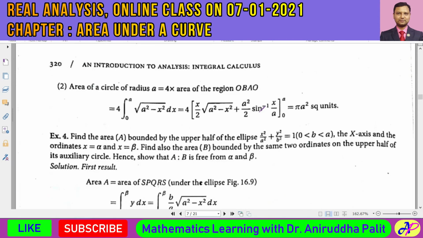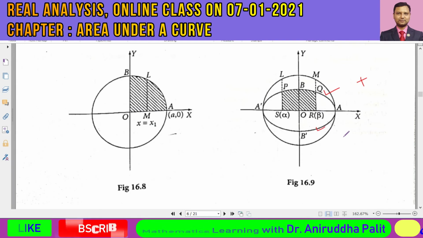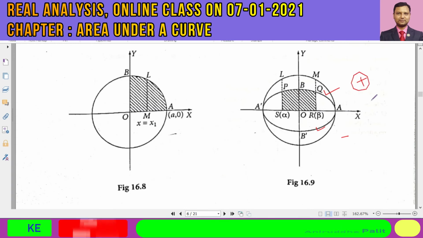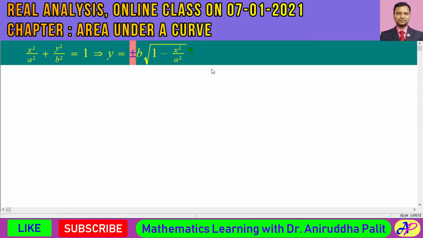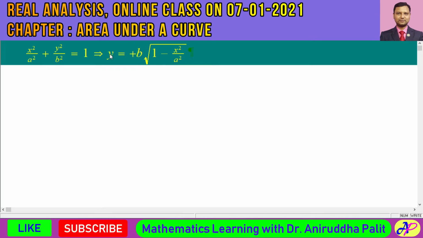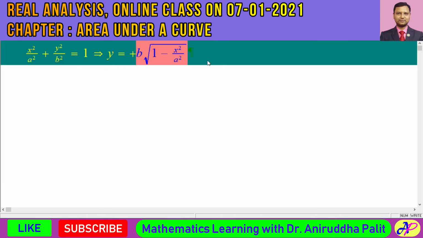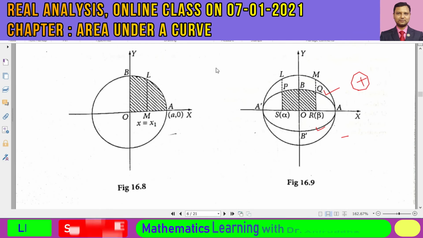Actually, what happens in case of an ellipse? You see, the upper half, this upper curve, is represented by the plus symbol, and the lower half is represented by the minus symbol. As per the question, we will have to consider the area under this upper portion. That's why we will have to consider the plus symbol. Got it? So the expression of y should be plus b into root over of 1 minus x square by a square.